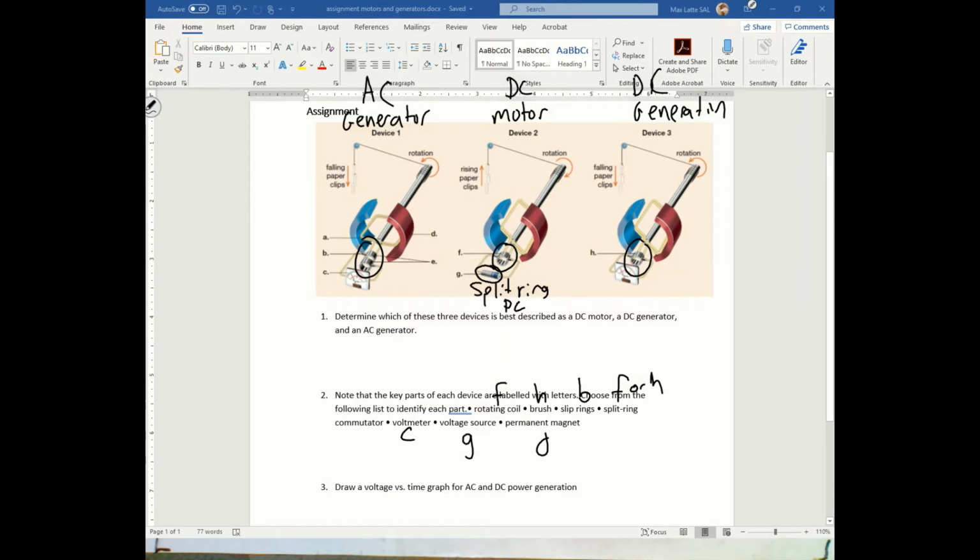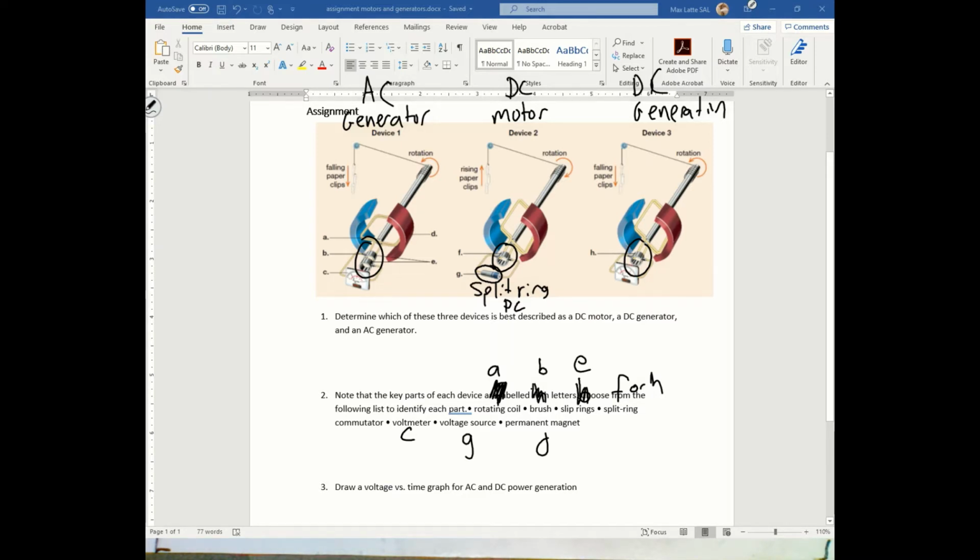Oh, rotating coil. Sorry, I actually had that wrong. The rotating coil is A. That's the coil that rotates in the magnetic field. Sorry, that was my bad. Okay, and I think the brush is actually B, and the slip rings are E. Sorry, yeah, the diagram's not great.